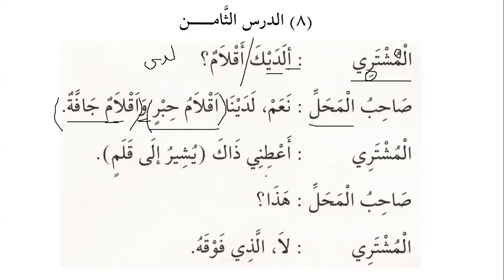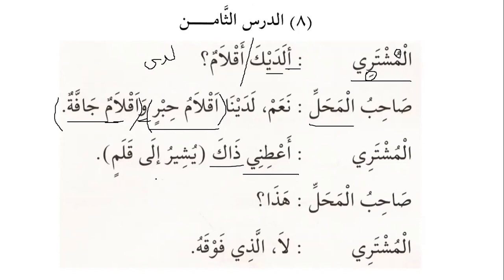Al-mushtari, the buyer. A'tini dhaka. A'tini, a'ta, yu'ti, i'ta'an, to give. Verb form number 4, like aslama yuslimu islaman. And as we have in the Quran, "inna a'tayna kal kawthar." So a'ta, yu'ti, i'ta'an requires two objects: to give something, there is the receiver and the thing. Inna a'tayna, we give ka, you, al-kawthar, two things. Similarly, a'ti, give, ni, me, what? Dhaka, that. Give me that.